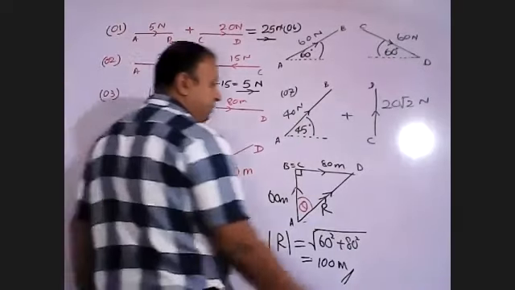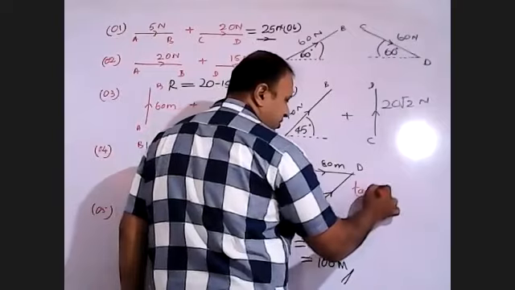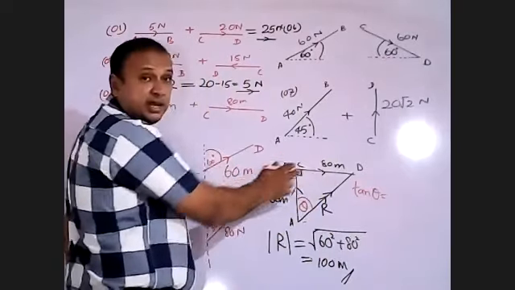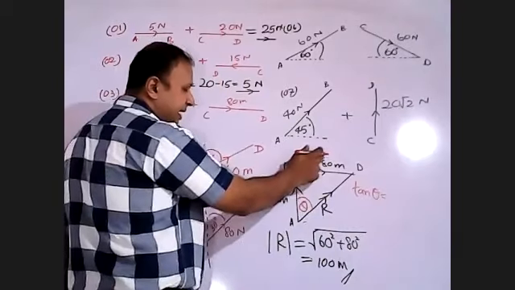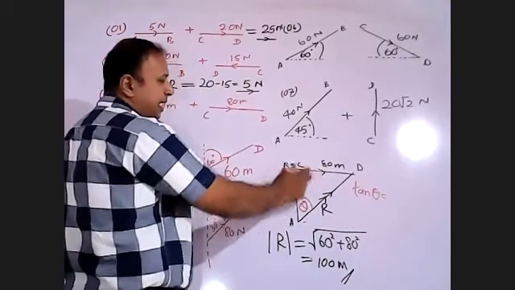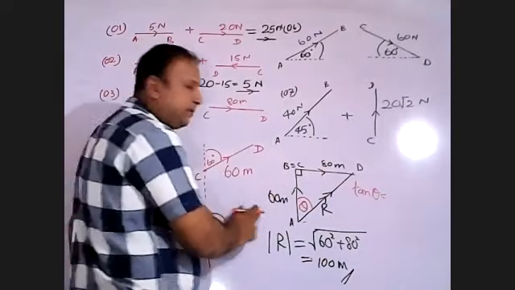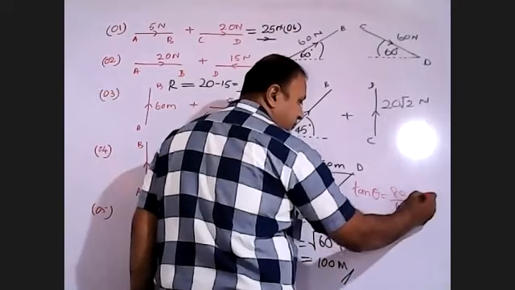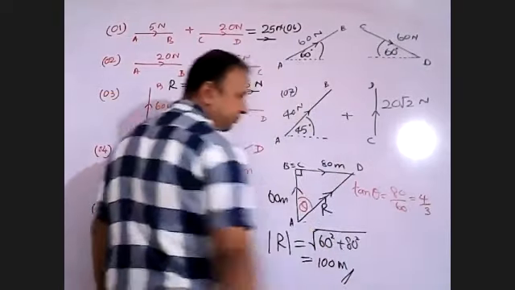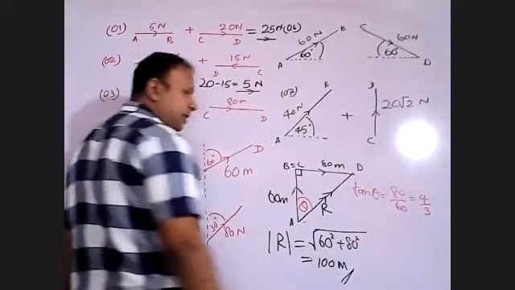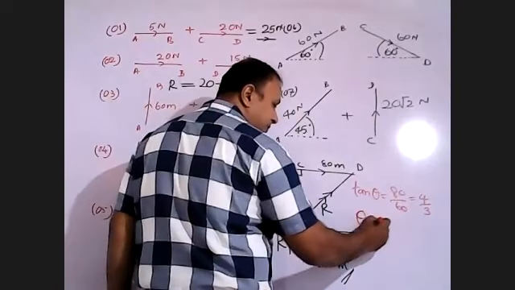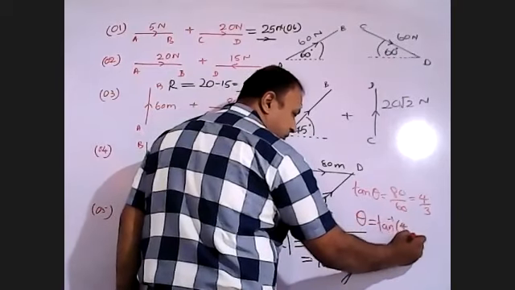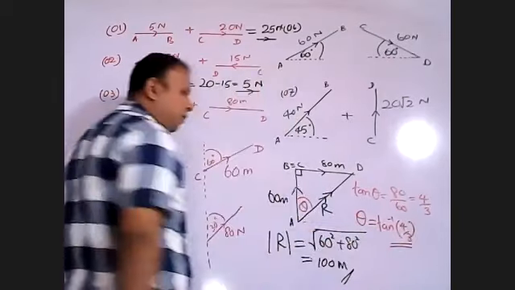Then I can find the value of tan theta. Tan theta is equal to the opposite side over the adjacent side. That means 80 over 60, which is 4 over 3. Then you can make theta the subject: theta is equal to tan inverse 4 over 3.